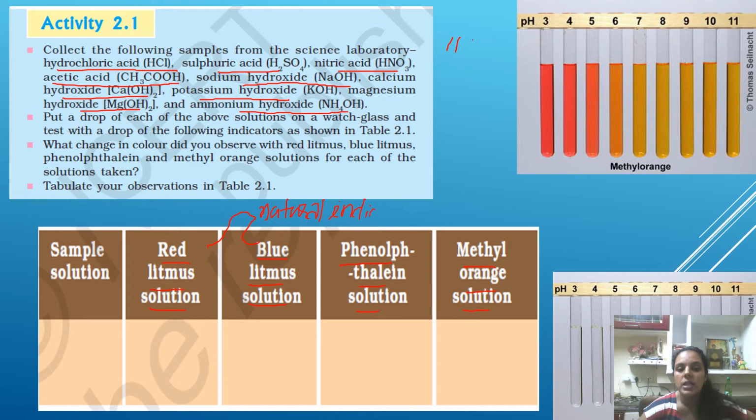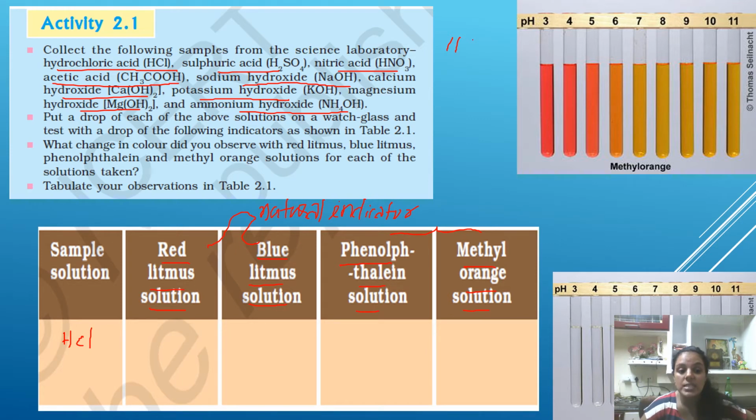The phenolphthalein and methyl orange are not natural indicators, they are just indicators. Okay, so now the sample solution which is provided is this. Now I am taking this hydrochloric acid, that is HCl, and I am going to add the red litmus solution to the hydrochloric acid. What will be the inference, or what is the change you can see there?